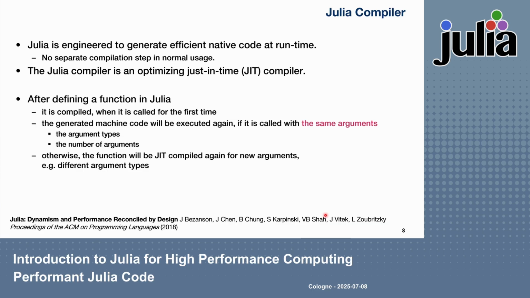Basically, Julia takes advantage of so-called just-in-time compilation. What does it mean? This means the function is only compiled when it is called for the very first time. Otherwise, the function is never compiled, never used. This is the so-called just-in-time compilation. Later on, I will go through the whole procedure of just-in-time compilation.